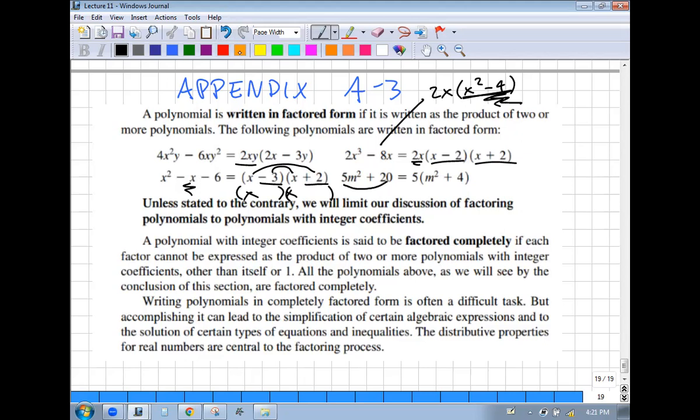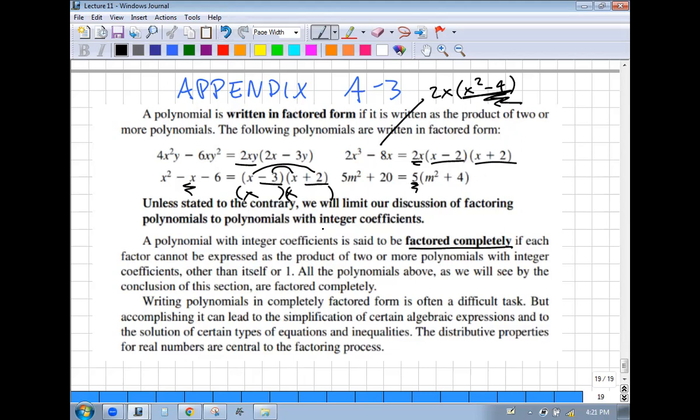the numbers, I can get a 5 out of both of them. So I pull the 5 out, but that's all I can get out. This doesn't have any m. So I pull the 5 out. This is not factorable. I cannot factor that. This is the sum of two squares. You can't factor the sum of two squares. Okay. So that we would call these factored completely.